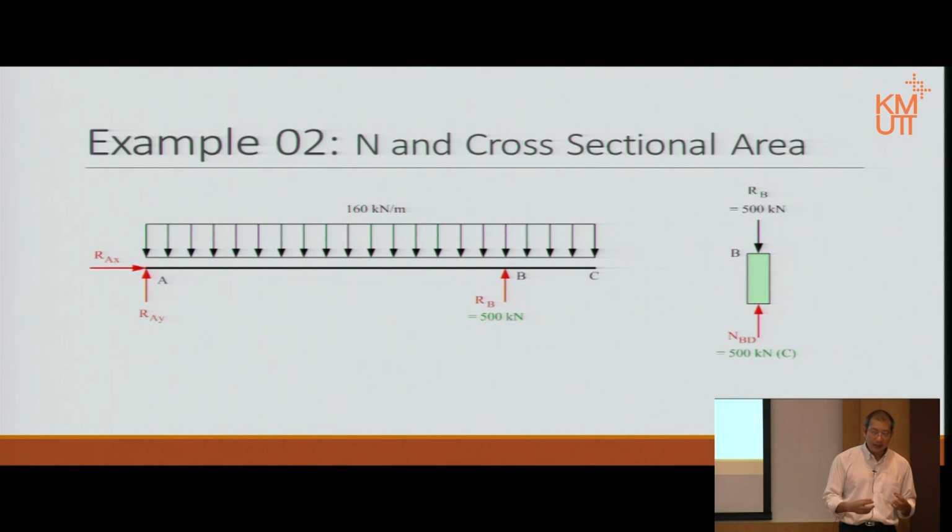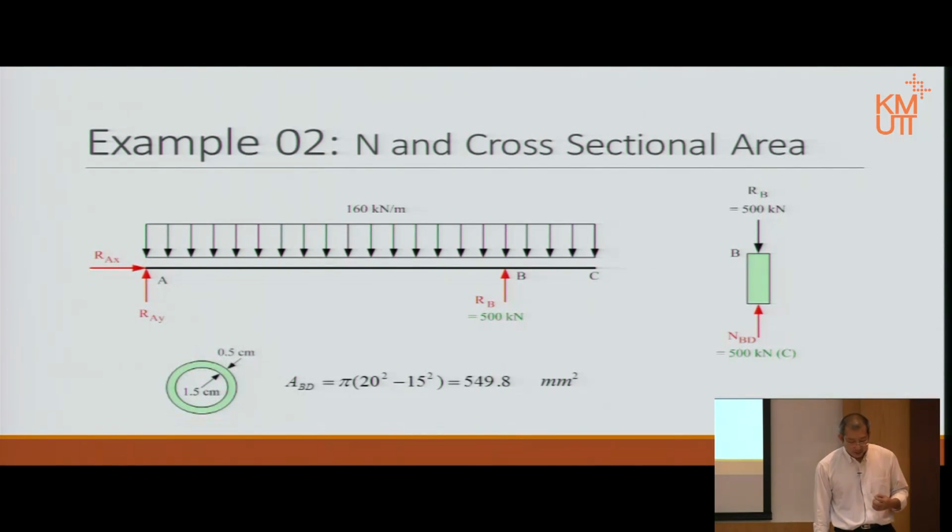Now, once we get N, then we need the cross-section area. It's a hollow cross-section area, right? So in this case, what I do is I use the total block, the whole circle, divided by the hole. The whole circle is 1.5 plus 0.5, total 20 millimeters, and the hole is 1.5 centimeter, 15 millimeters. The area then is in millimeter square.